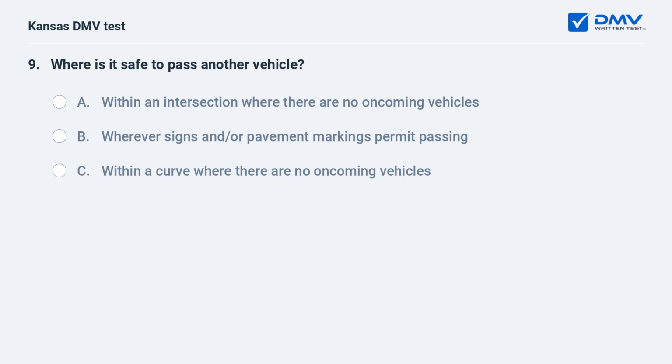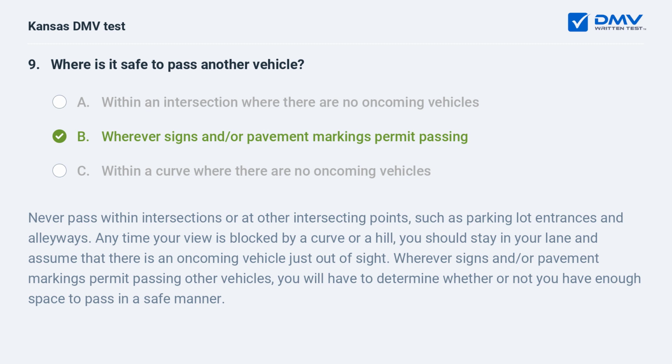Where is it safe to pass another vehicle? A. Within an intersection where there are no oncoming vehicles. B. Wherever signs and/or pavement markings permit passing. C. Within a curve where there are no oncoming vehicles. B. Wherever signs and/or pavement markings permit passing.